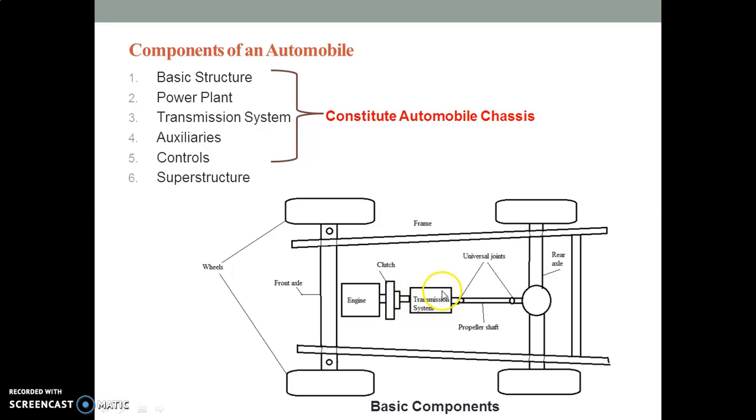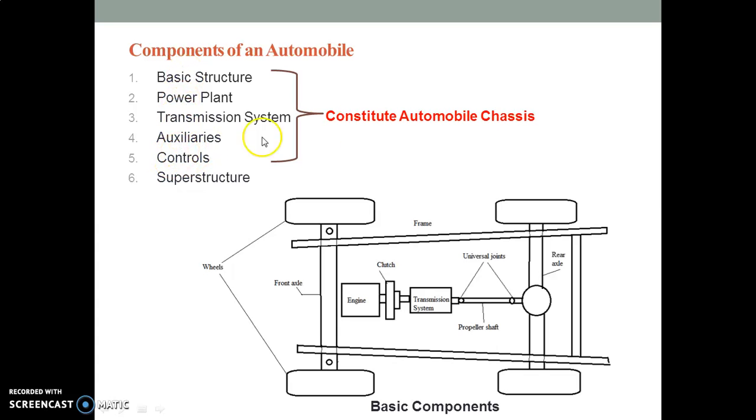it is connected with the transmission system, which drives the entire mechanism. Then it is connected with the differential gearbox with the help of a propeller shaft via universal joints. This is the rear axle, this is the front axle, four wheels are represented here, and this is the frame. So in this lecture we will understand the basic structure, power plant, transmission system, auxiliaries, and various controls.